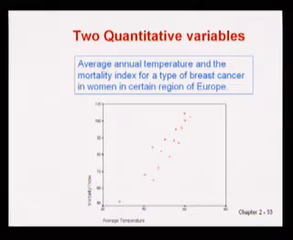This is another example of two quantitative variables, examining correlation with the same kind of result. This is about average temperature and mortality index from several countries. So we see a strong correlation between average temperature and mortality index. This is a mortality index for a type of breast cancer in women, in certain regions of Europe. So that indicates there's a strong correlation.